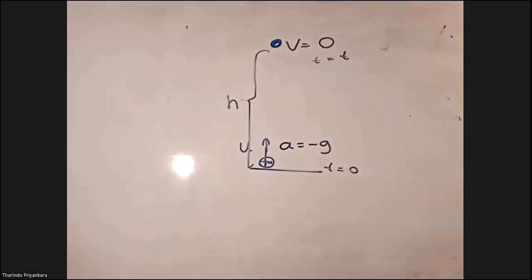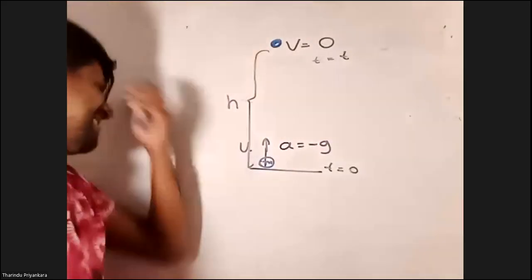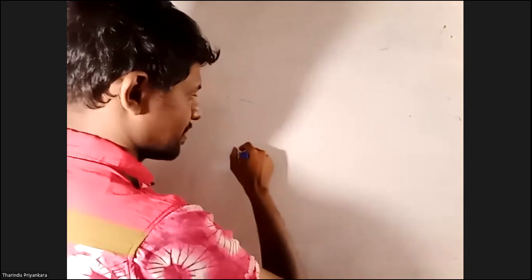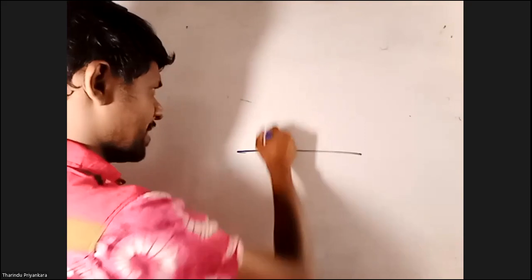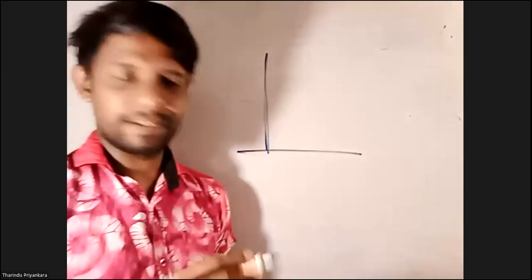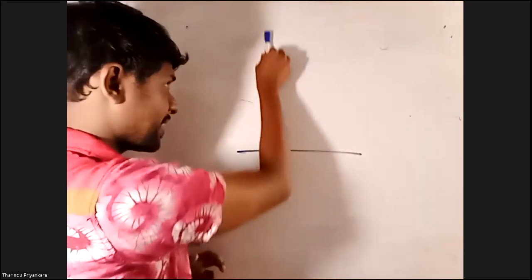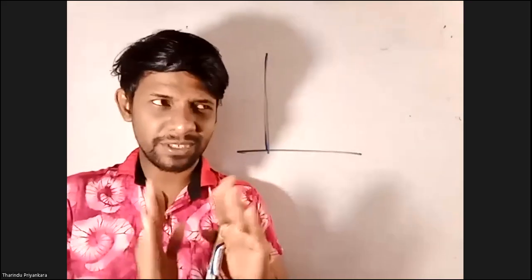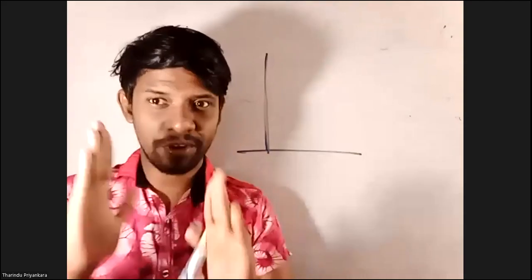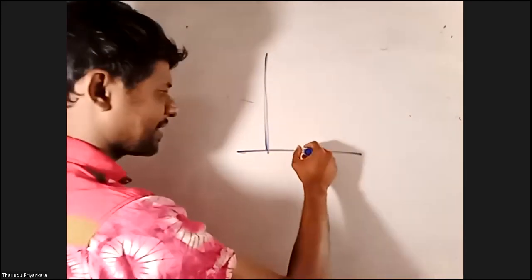Total time. There are two ways. It just moves straight up and straight down, but it won't show you the motion clearly. For that convenience, I am going to use it this way.